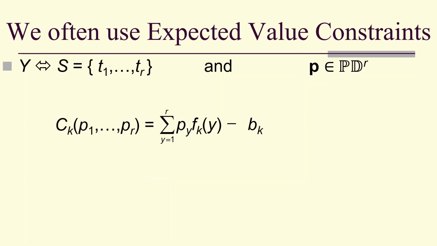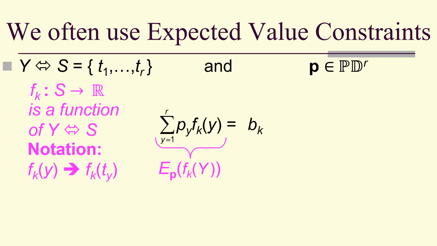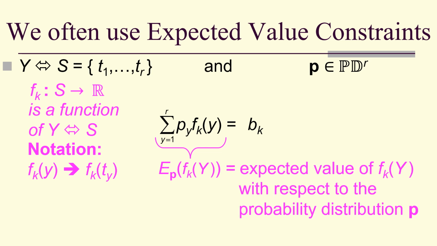We often use expected value constraints, which look like this. And that means we're looking at where this expected value summation is equal to b sub k. And let me explain. This f sub k is a function from the sample space to R, and it's a function of y, the variable. Notation here, we're saying f sub k of y, but actually we mean f sub k of t of y. We've done that many times now. So this is the expected value of f sub k of y, with respect to the probability distribution p that we eventually are going to solve for.